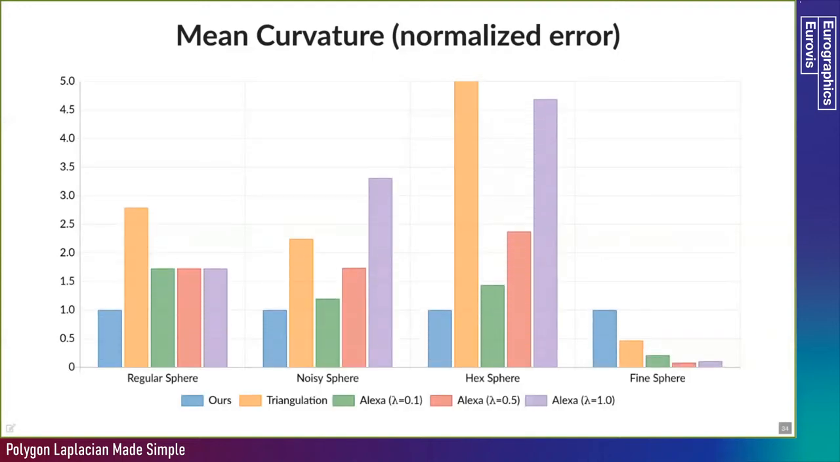In case of the curvature, we took the root mean squared error for our curvature obtained through the Laplacians versus the ground truth, as the mean curvature on a sphere is always 1. Right now, you can see the normalized error of the mean curvature, with our value always being 1. The orange bar represents triangulating the mesh and computing the typical triangle cotangent Laplacian. And as you can see, our Laplacian yields generally the smallest errors, with the exception of the fine sphere.